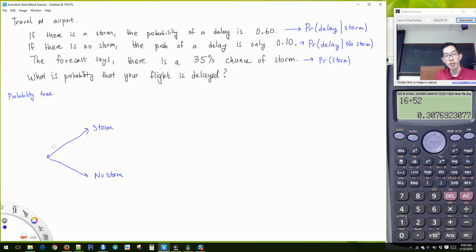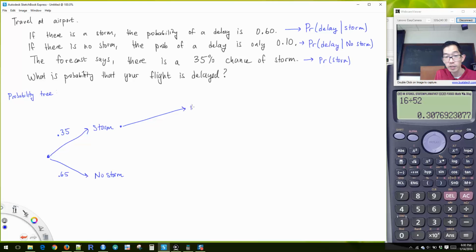Okay, so the probability that I go down the storm path is 0.35. What is the probability then that there is no storm? 0.65, right? 1 minus 0.35 is 0.65. There's either going to be a storm or there's not. These are the only two outcomes. A handy thing is that the probabilities coming from any node must add up to 1.